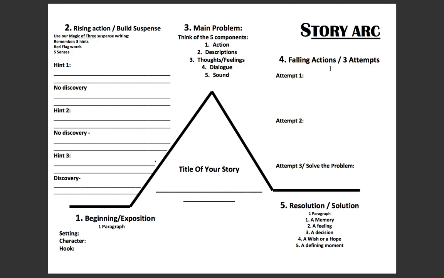Then, after we're done, we head to number four, which is our falling action, our three attempts to solve the problem. In attempts one and two, which we've been practicing, the problem doesn't get solved. Remember that? You attempt something, it doesn't work. You attempt something else, it doesn't work. Finally, by attempt number three, your problem is solved.